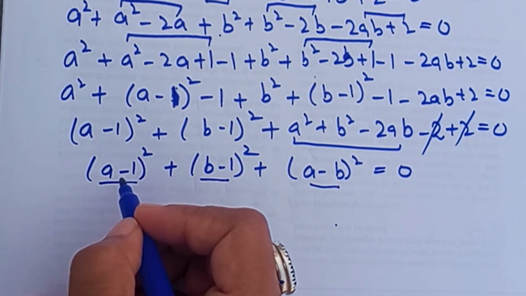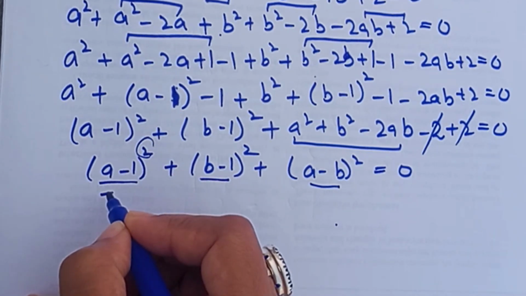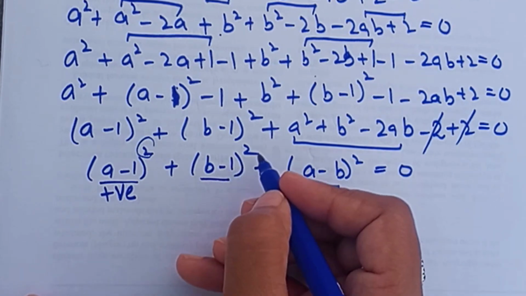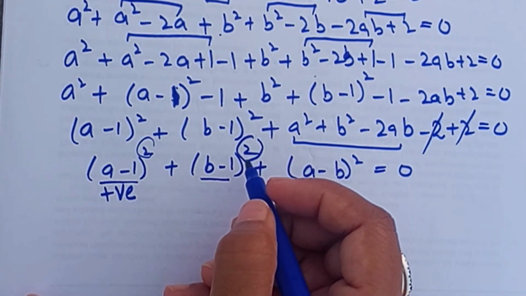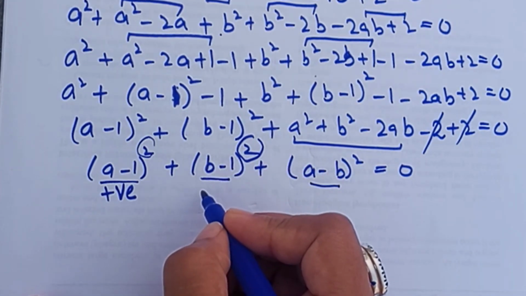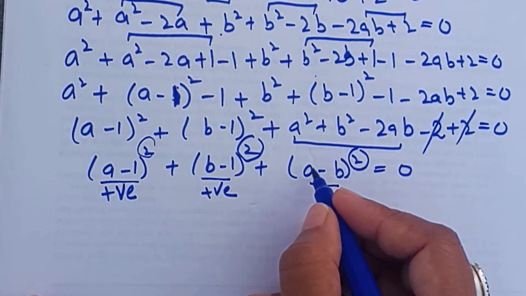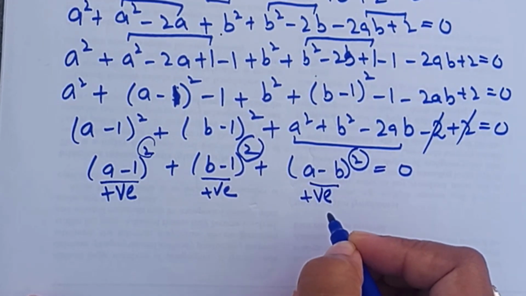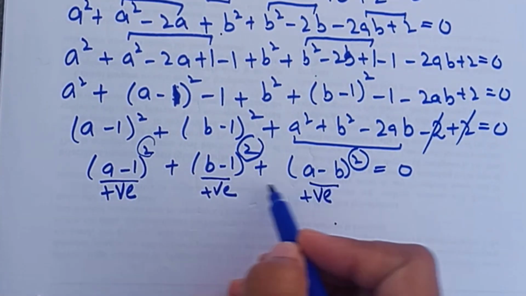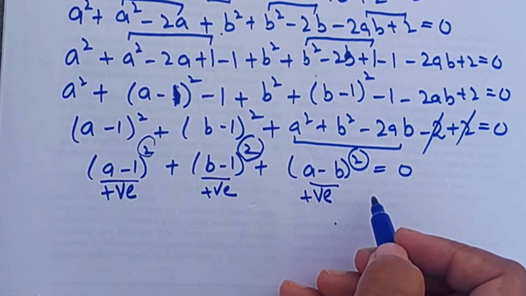And focus on the first term. This is a square. So this implies this whole term is a positive term. Look at the second term. This is b minus 1. Its power is 2. So it's a square, and the second value is also in square, so this is also a positive value. And look at this third term, this is also in square, so this third term is also a positive number. So here all numbers are positive, and we add these numbers, so this is equal to 0. So this implies each term must be equal to 0.